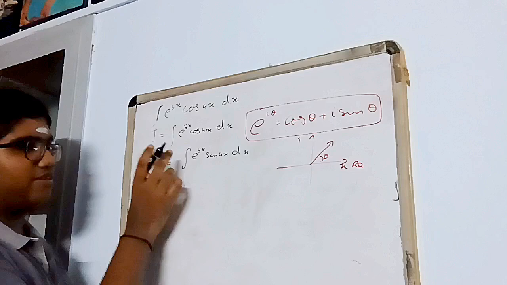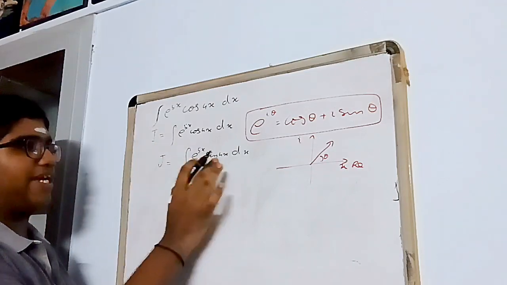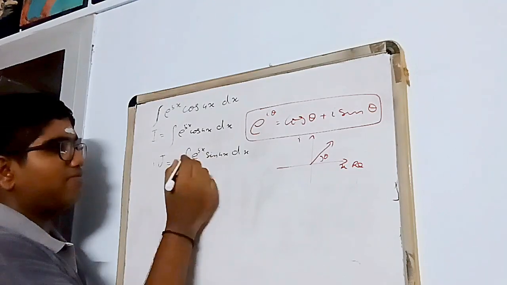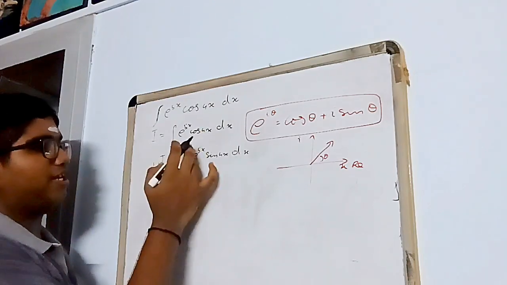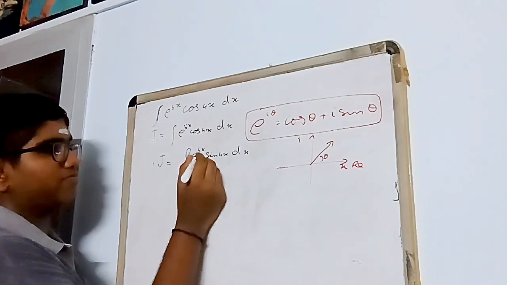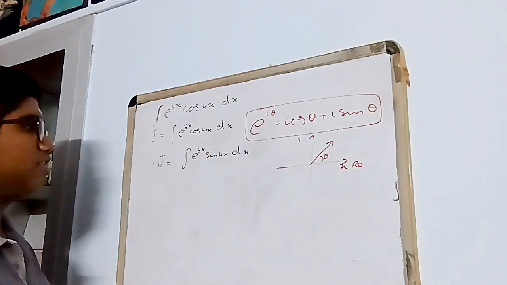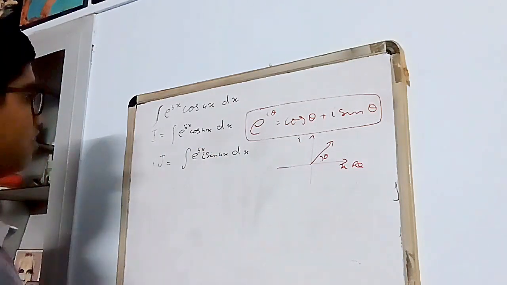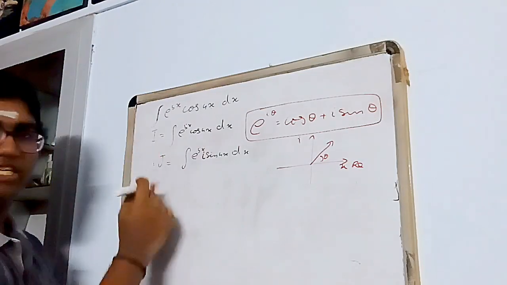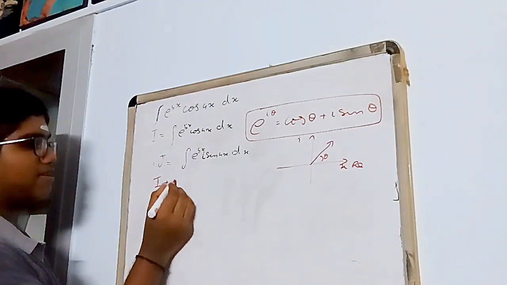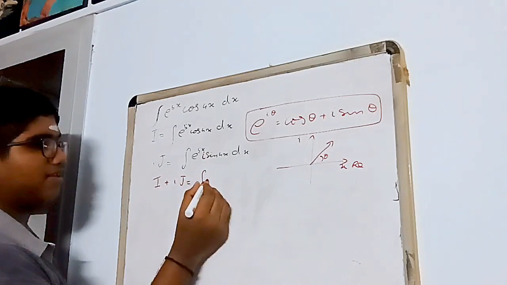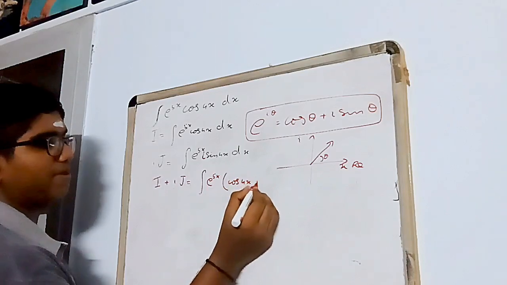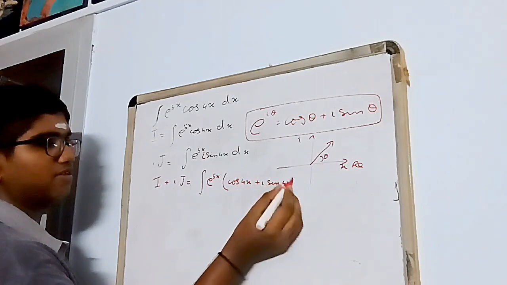Now I am not interested in simply J. I would like to multiply it with the imaginary number i. So iJ is what I am interested in, which I will rewrite as integral e raised to 5x i sin 4x dx. Now what I am interested in is the sum of these two integrals, that is I plus iJ, which is equal to integral, taking e raised to 5x out common, times cos 4x plus i sin 4x dx.